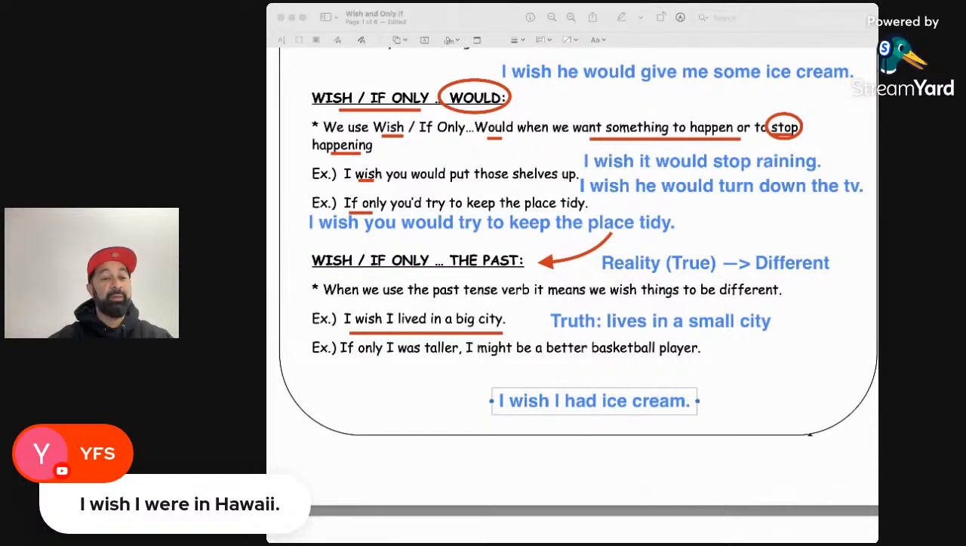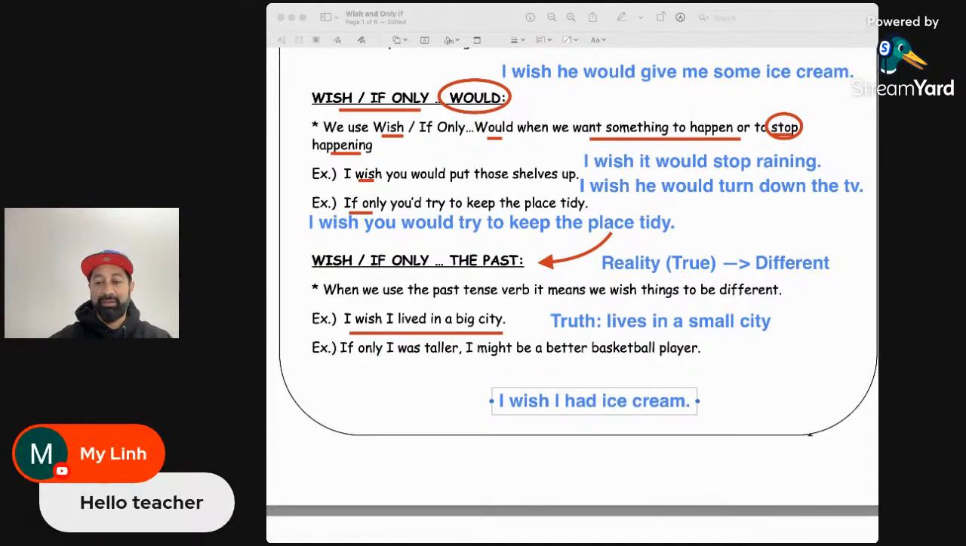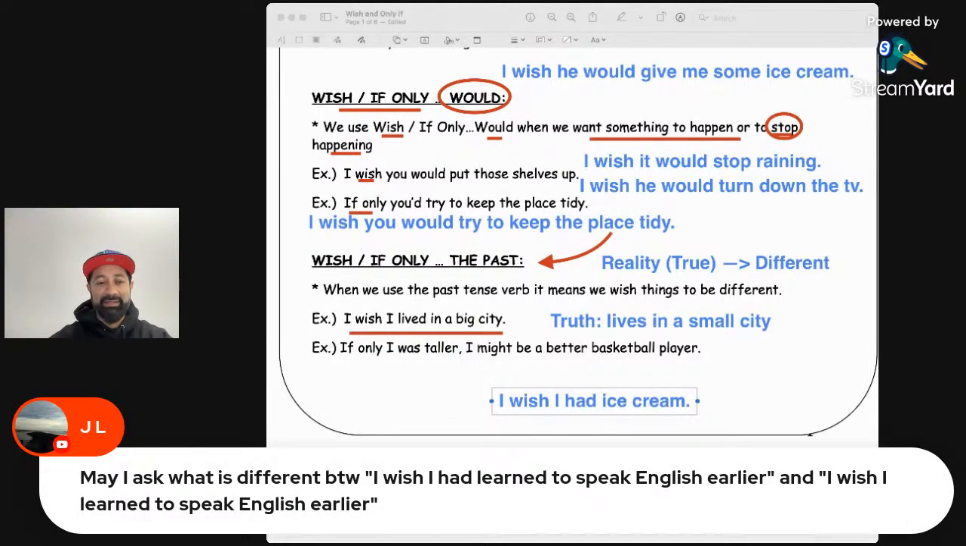YFS, I wish I were in Hawaii. Good, perfect. Mylin, how are you today? Good morning or good afternoon or good evening, wherever you are watching from. Glad to have you.